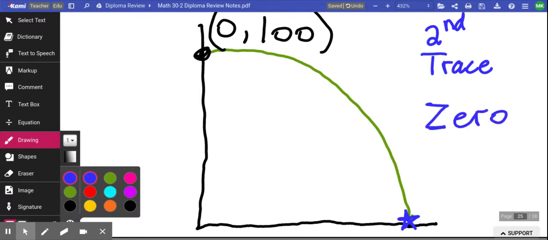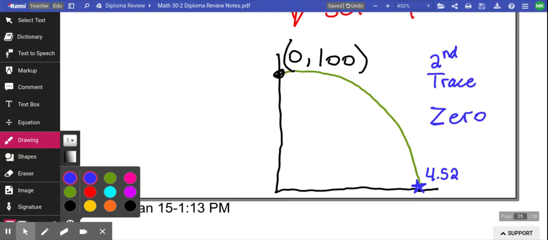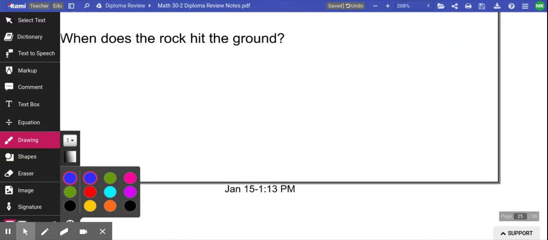Second, trace 0. It then says left bound, right bound. You want to go left of your x-intercept, right of your x-intercept. You actually have to go off your graph if you use the same window as myself. You hit enter both times, and you end up figuring out that that's 4.52 seconds. So the rock hit the ground at 4.52 seconds.